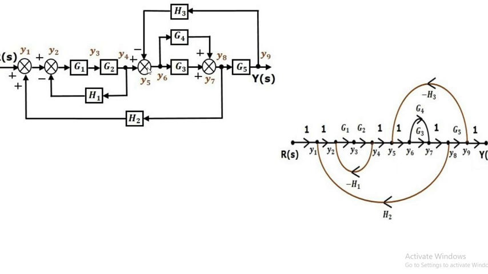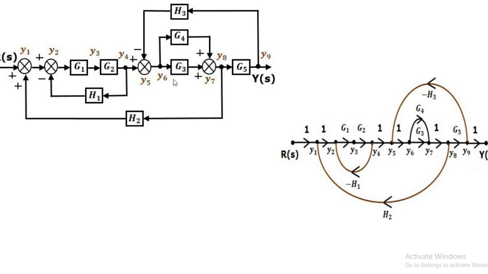From this y5 to y6, because this is a summing point and this is a takeoff point, we have to replace this summing point and takeoff point with nodes. So this summing point is replaced with y5, and this takeoff point is replaced by y6, and in between there is a branch with gain 1, because in between there is no gain. Similarly, this G3 should be replaced with a branch, because every block should be replaced with a branch, and the gain is written over that. The transfer function inside the block is nothing but the gain of the branch.